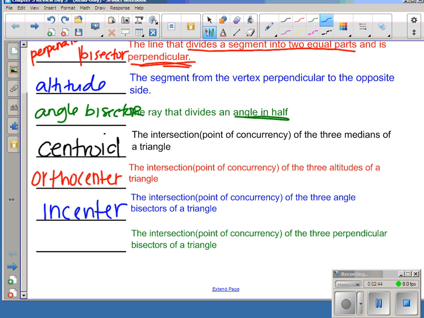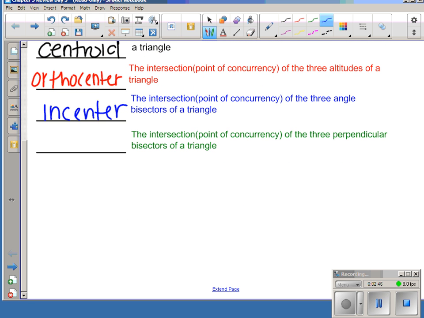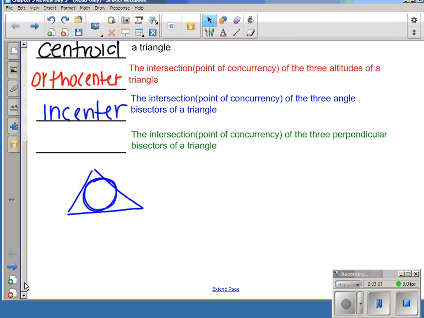Okay? And remember, the incenter has a triangle with a circle inscribed on the inside. Okay, so the incenter has something like that. We can call that two things. We can say it's a triangle with a circle inscribed, or, let me think that through, it's a circle on the inside of a triangle, okay?